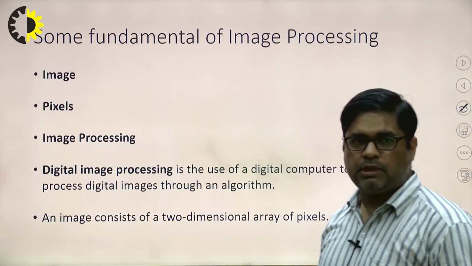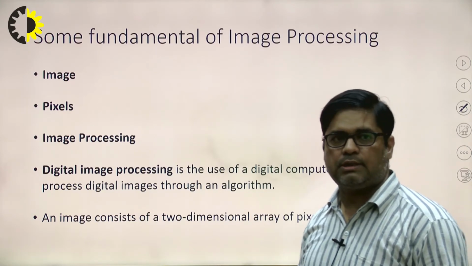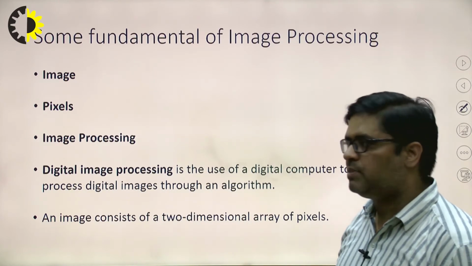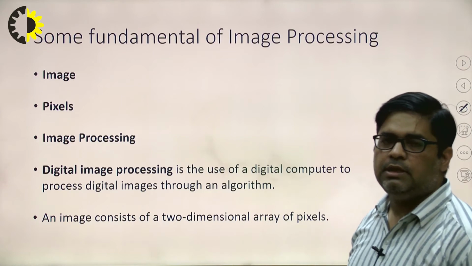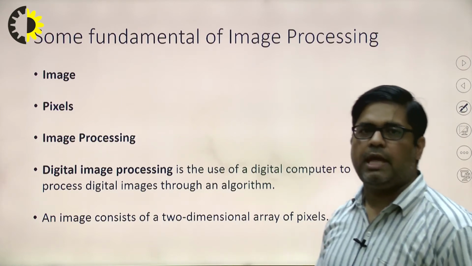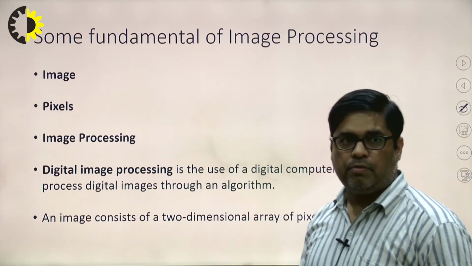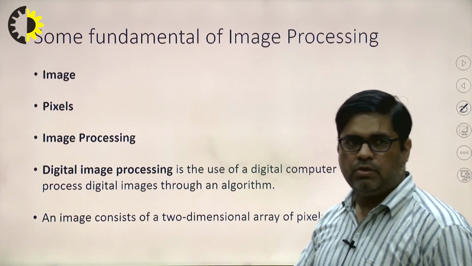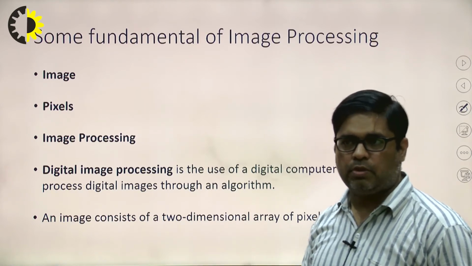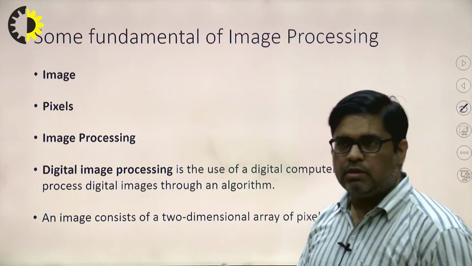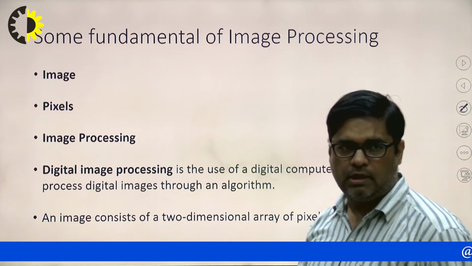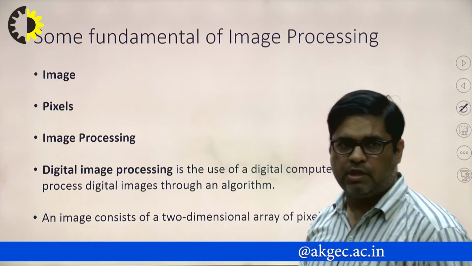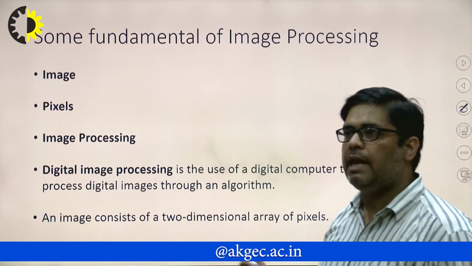Now digital image processing is the use of a digital computer to process digital images through an algorithm. Whenever we are capturing an image by some device, generally the image is stored in analog form. But we want to store this image in the computer system and process that image. So for processing, we need to store that image in digital form. Storing the image in digital form is called digital image processing. In the digital form, the image consists of a two-dimensional array of pixels.